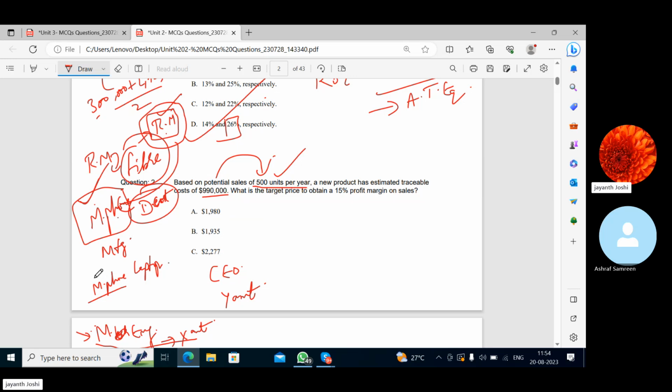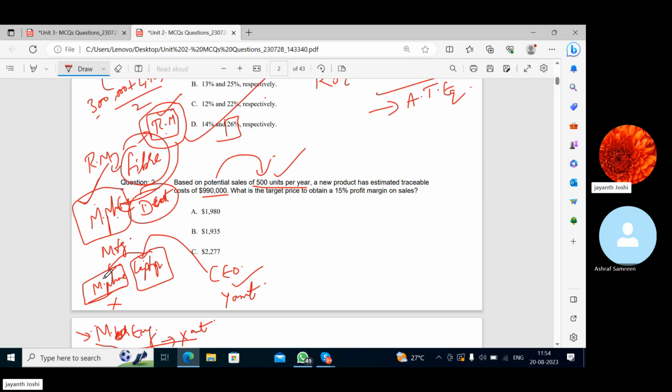This is not a traceable cost, because if I close the mobile division, let's say, I still need to pay him the Y amount, correct? This is a common cost for both the divisions, correct or wrong? The CEO's package is a common cost for the company. Mobile division or laptop division, he is going to take care of both the divisions, right? So that is called a non-traceable cost. Common costs are non-traceable costs.